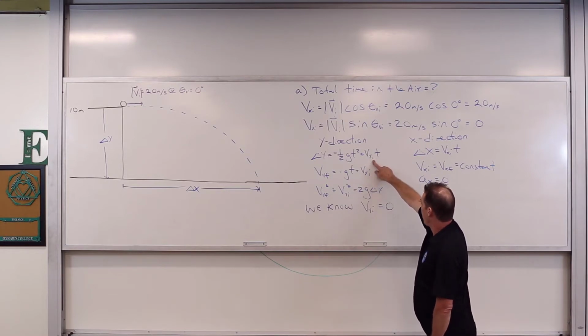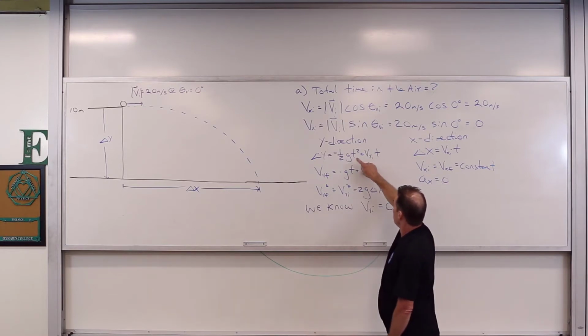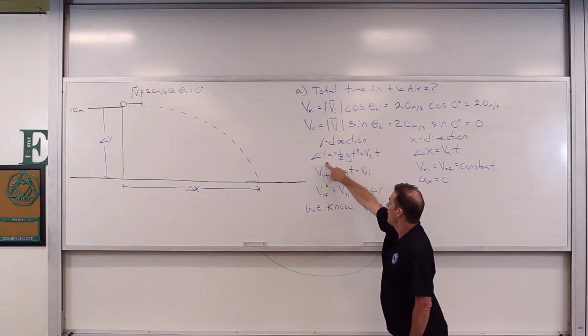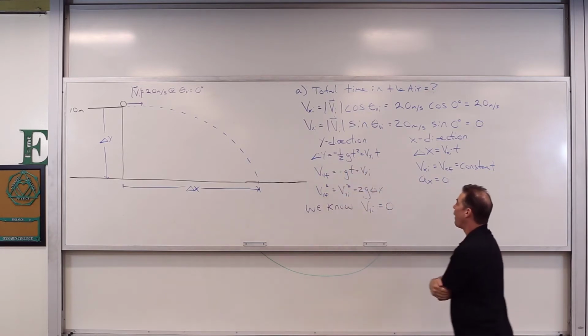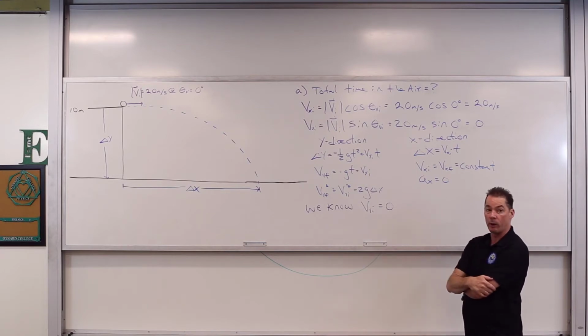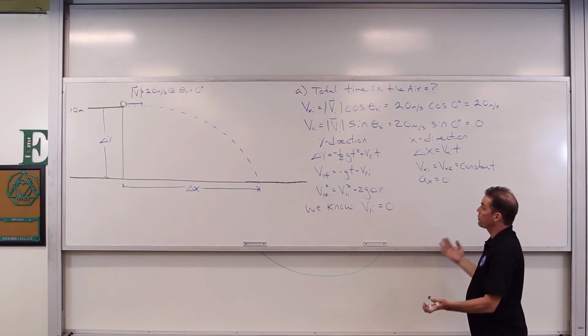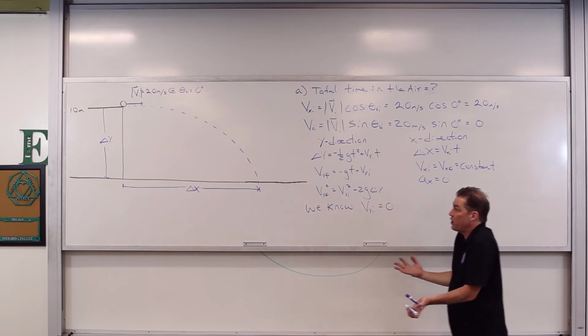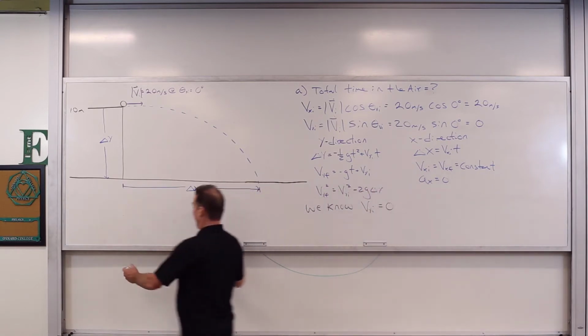We know what vy initial is. Time is what we're looking for. If we knew what its displacement was in the y direction, we could go ahead and figure out the time that it's in the air for. So the question is, do we have that information? And the answer is, yeah.